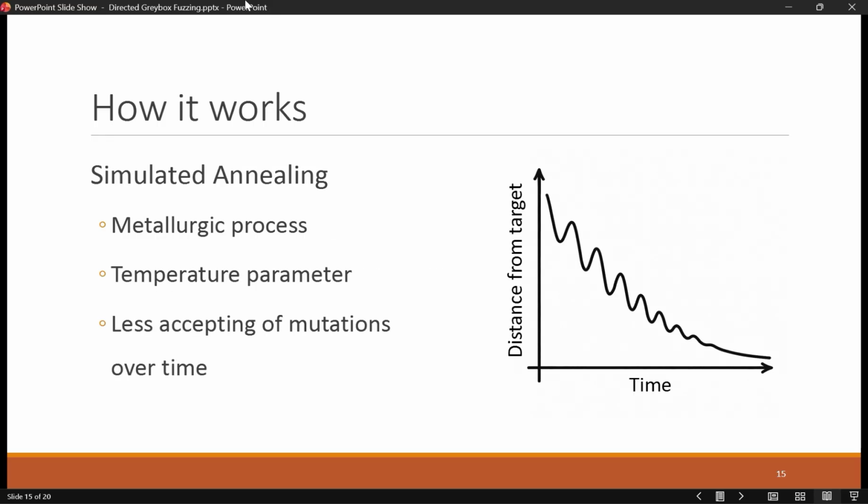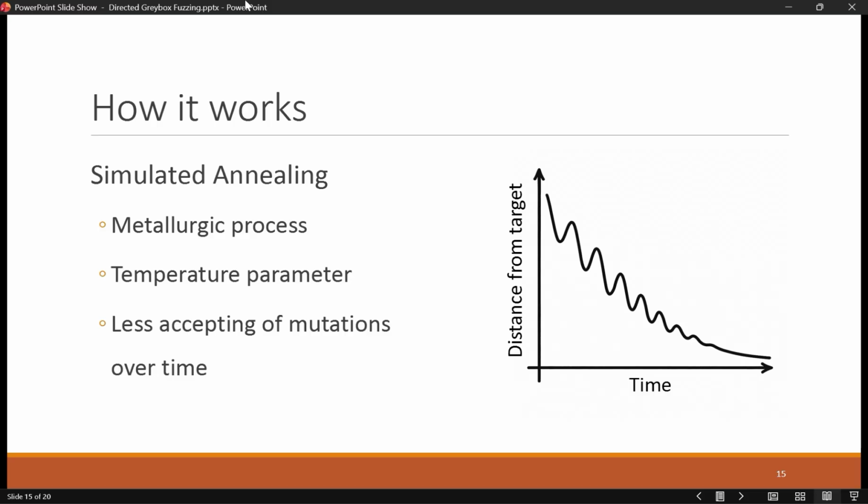And the next major addition that AFLGo makes to AFL is using what they call simulated annealing. This is based on a metallurgic process, where they take a material and heat it up and cool it down repeatedly. This is done in order to strengthen the material, remove impurities, and increase crystal size in that material. And as you can imagine, that's how it works in this program. Looking at the graph, it's a good way to visualize it.